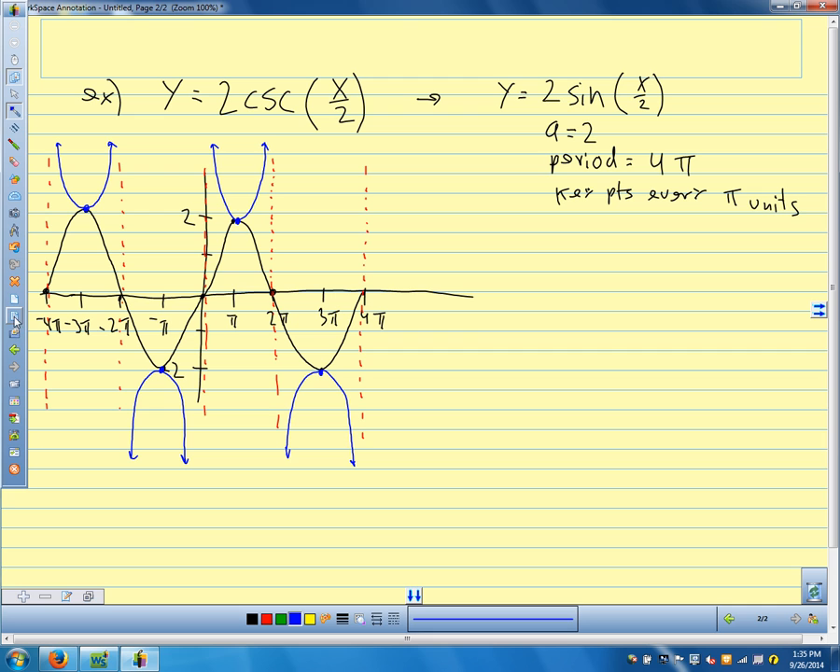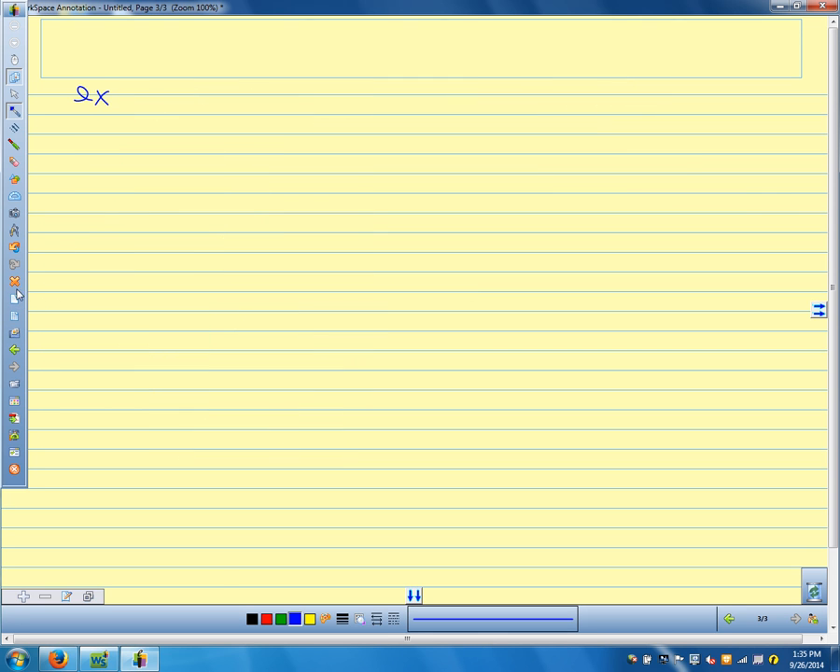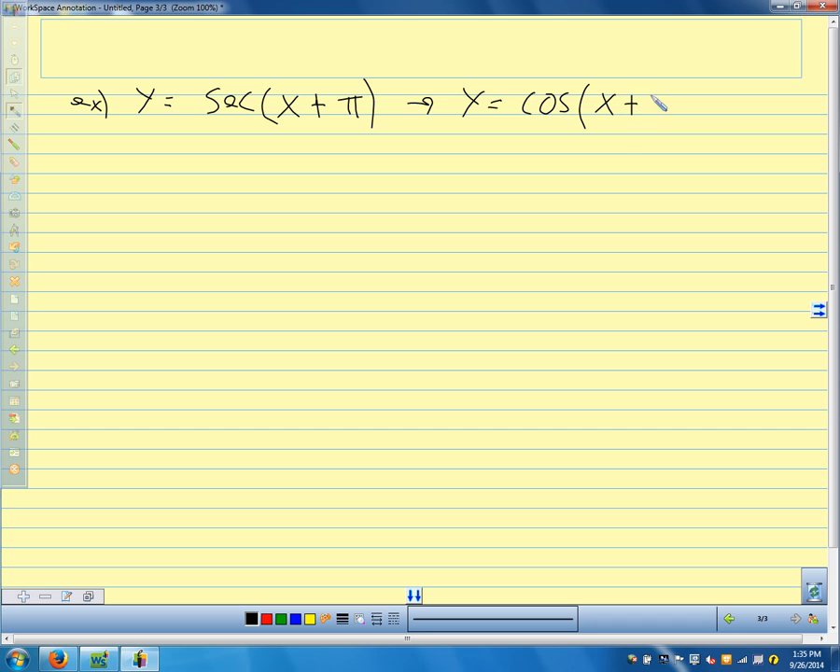Let's do a secant function. So we'll do y equals secant of x plus pi. So our parent function is y equals cosine of x plus pi. So we're all set on this one, really. All we're doing here is shifting left by pi. Our period's 2 pi. We still get key points every pi over 2 units, every quarter of a period. So we can sketch our graph.